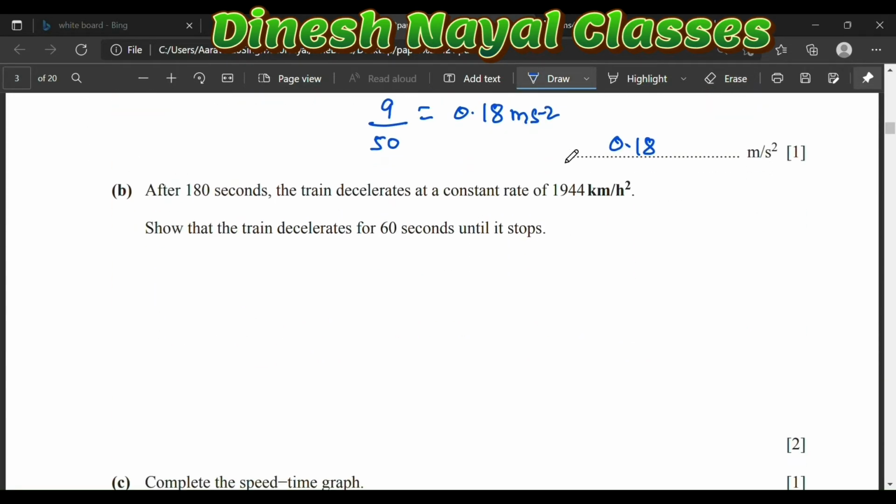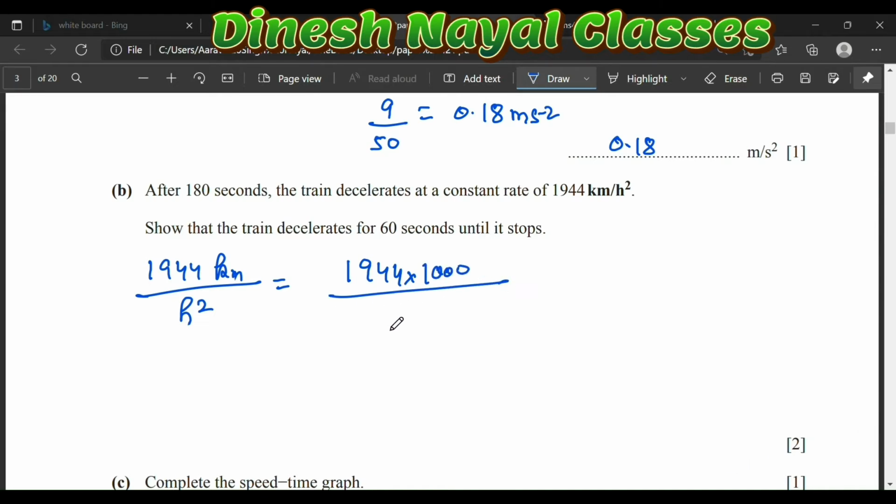Now the B part. After 180 seconds, the train decelerates at a constant rate of 1944 km per hour squared. Show that the train decelerates for 60 seconds until it stops. Our first step is to convert this acceleration to meters per second squared. So 1944 km per hour squared, we multiply 1944 by 1000, and 1 hour is 3600 seconds, so 3600 squared. Solving it, we get 0.15 meters per second squared. So the acceleration of the train is 0.15 meters per second squared.